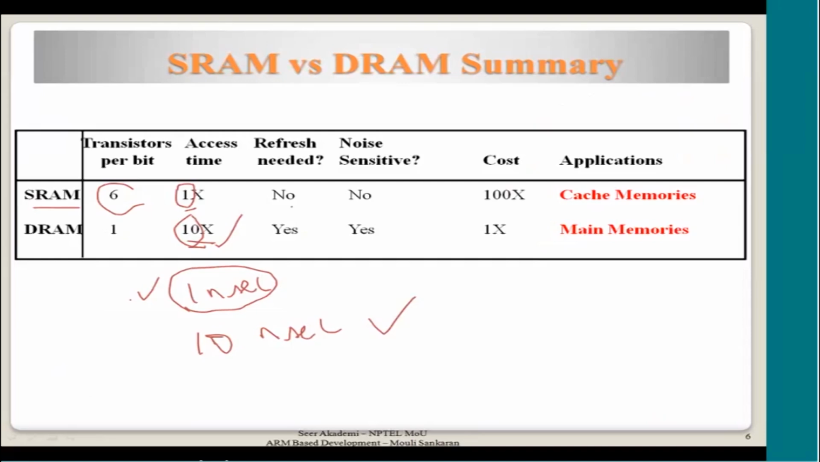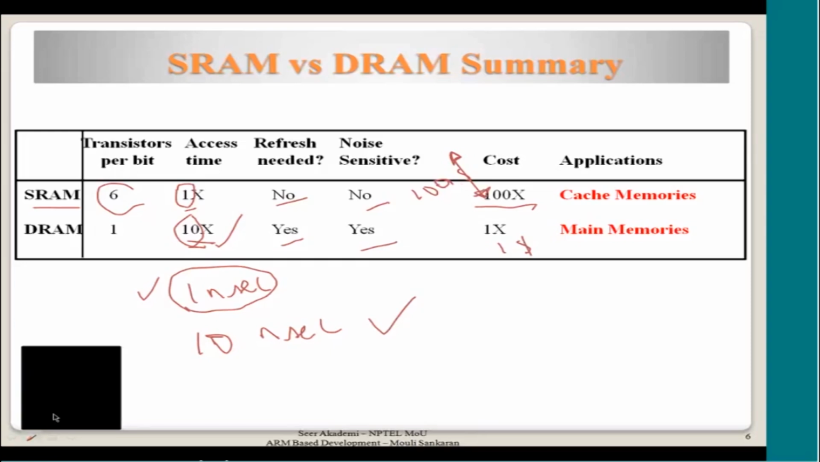Refresh is not needed in SRAM, but it is needed in DRAM. SRAM is not noise sensitive, but DRAM is. And cost wise, if this costs $1, a similar size of SRAM will cost you $100. It's only a relative number. Don't go and look at the cost of a DRAM and SRAM and then sue me that it is not in this ratio. It's only a relative number I'm trying to give.